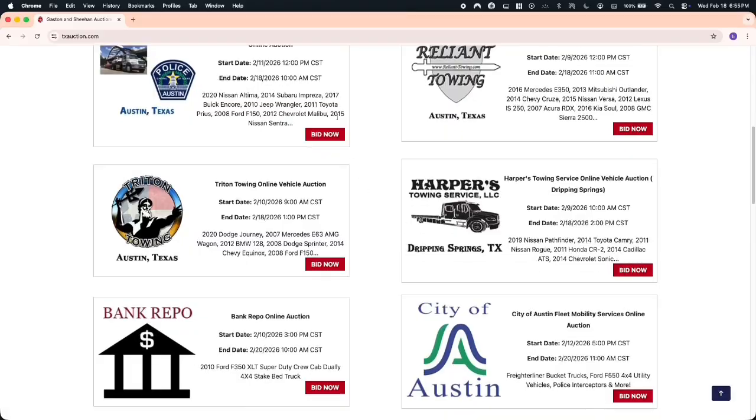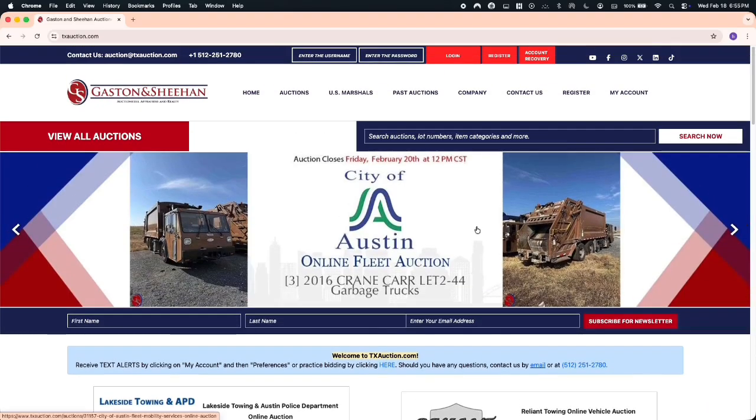Step four, research the property. This is very important. Check the property address, condition, estimated value, and any other liens. Some properties are sold as is, so you need to know what you're buying.